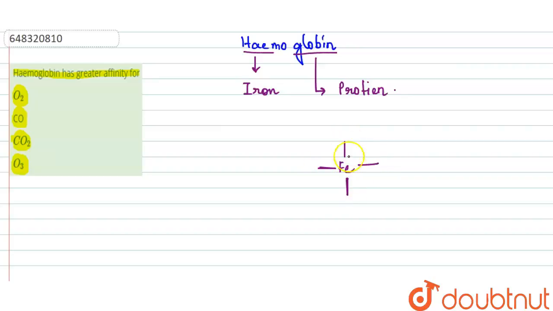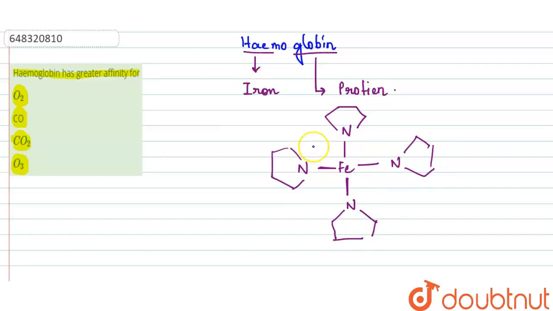So with its four hands, it binds with the nitrogen of the 4 porphyrin rings, like this. Here also it gets 4 porphyrin rings. It has alternate double bonds and single bonds, and this is the plane of the porphyrin ring. It has 2 more hands, one just above this plane, perpendicular to this plane, and another one below this plane.